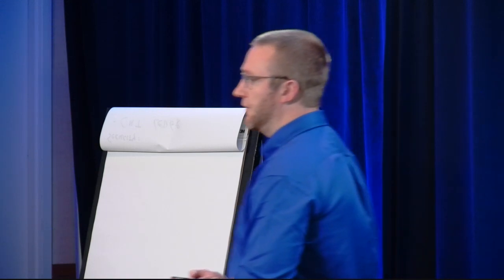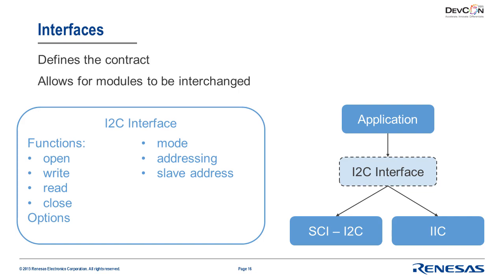So let's look at them a little bit closer. It defines the contract. That's what an interface does. And it allows for modules to be interchanged. So we have our application here. And like I said, let's forget about the peripherals. What it wants to do is communicate over I2C. So what it does is it looks at the SSP I2C interface.